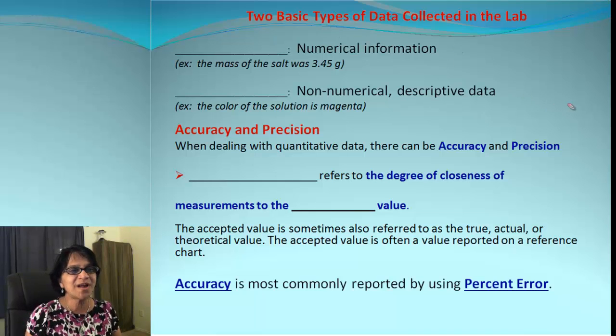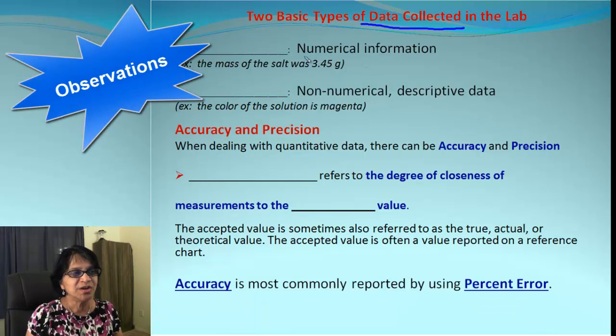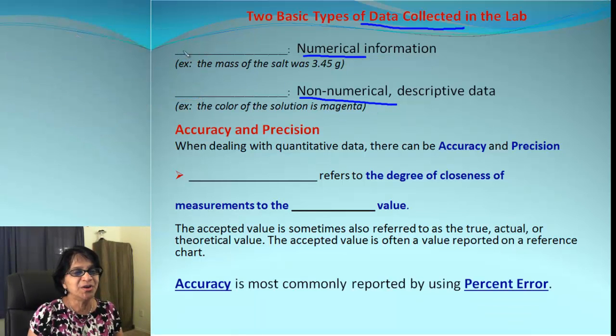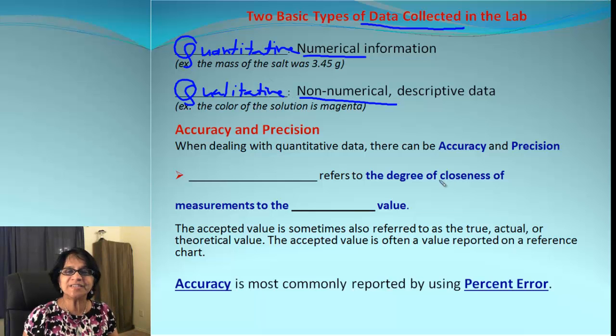But before that, let's find out we have data collection, and the data collection could be two different types. One is numerical and other could be non-numerical. And what's the one which we call? If it's numerical, we call that quantitative. And obviously the one which is non-numerical, it talks about the color or the feel, so we call that qualitative. So whenever there is quantitative data, we use two things: accuracy or precision.